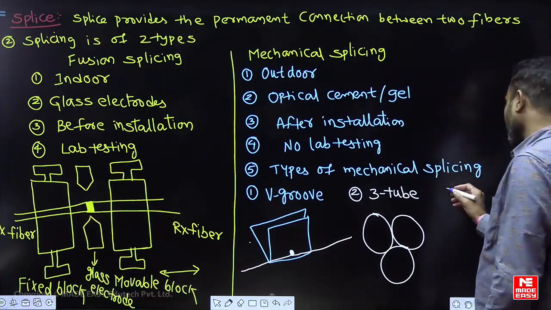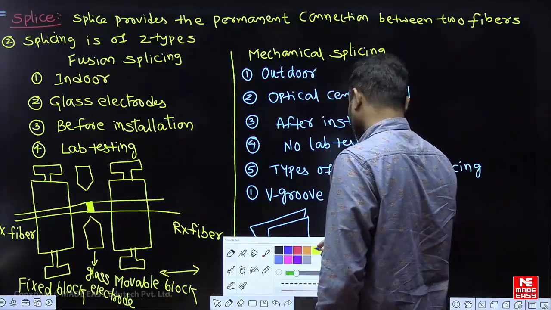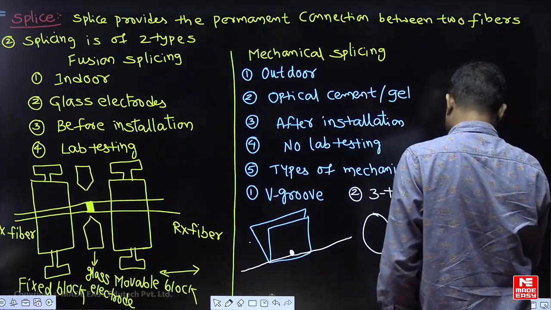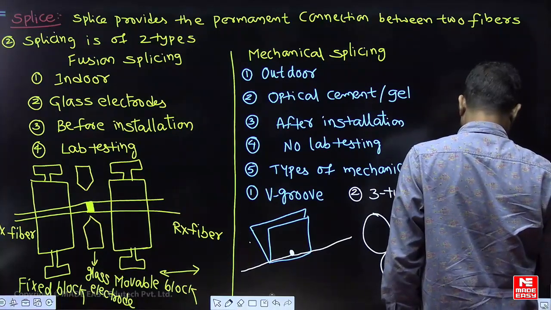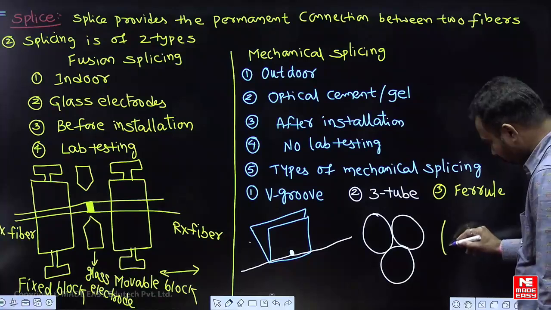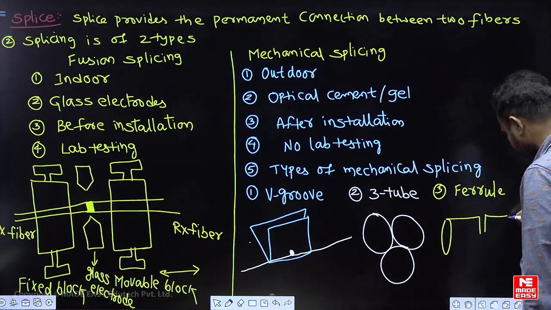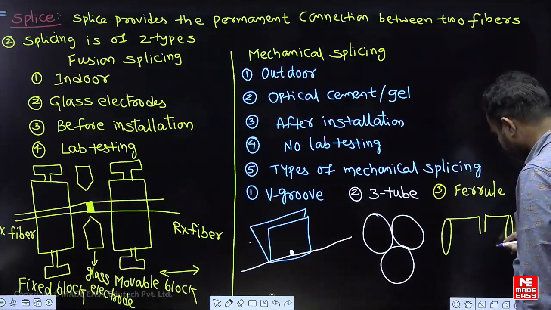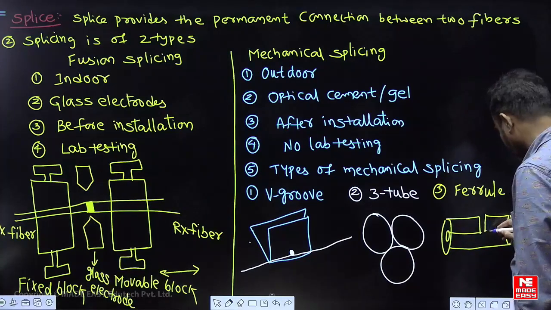The next important one, the third one, is called the ferrule. Listen carefully. It is called the ferrule. Pay attention. The ferrule diagram I am drawing. So this is the diagram of the ferrule we are having. Everybody in the class understood this? This is a ferrule diagram. Once we talk about the ferrule, we can tell it in this way.